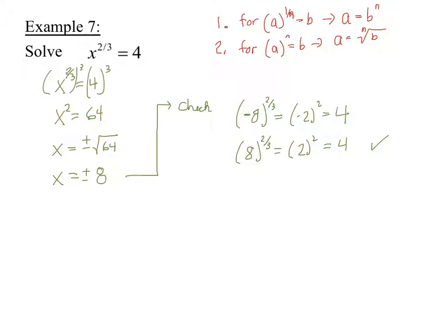So in this particular case, we are going to cube both sides of the equation, and when we do that, we end up with x squared is equal to 64. Now we take the square root of both sides of the equation, and we see that x is equal to plus or minus the square root of 64, where x is equal to plus or minus 8. And when we do the checking, we see that both 8 and minus 8 work in this particular equation.